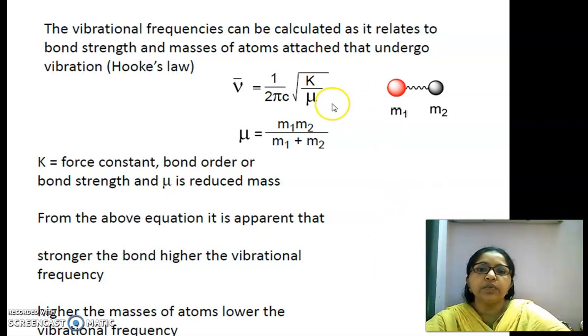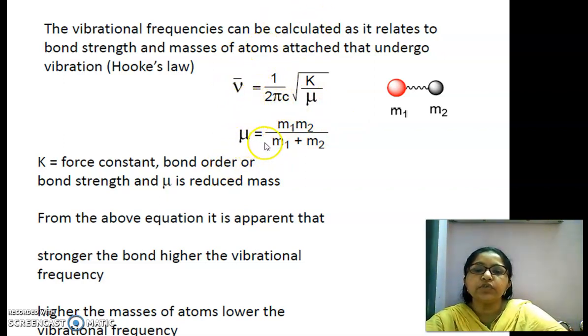Now, here Hooke's law is 1 by 2 pi c, and all these are constants, and k is the force constant. The stronger the bond, the greater will be the frequency. And what is mu? Mu is the reduced mass, meaning the heavier the atoms, the lesser will be the frequency. Heavier the atoms, lesser will be the frequency.